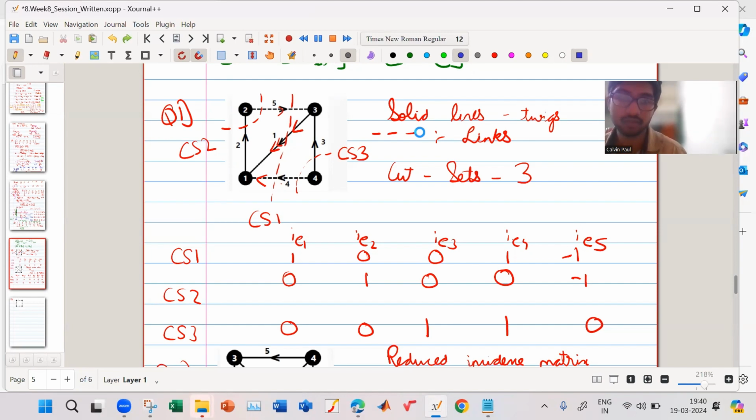My question is a little different. Instead of CS3, I would have named that as CS1. That you can't do because that is given the number 3. So by this convention it should be cut set 3.